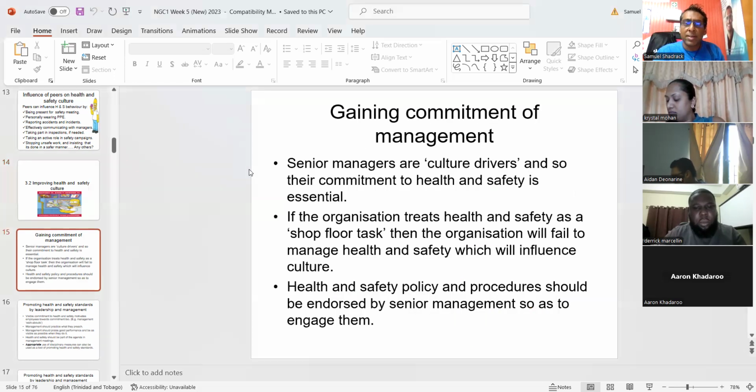Right, so the next slide, we have management commitment and leadership, the same sort of heading. Senior managers are culture drivers, and so their commitment to health and safety is essential. If the organization treats health and safety as a shop floor task, meaning a low level task, then the organization would fail to manage health and safety, which will influence culture. Health and safety policy and procedures should be endorsed by senior management so as to engage them.